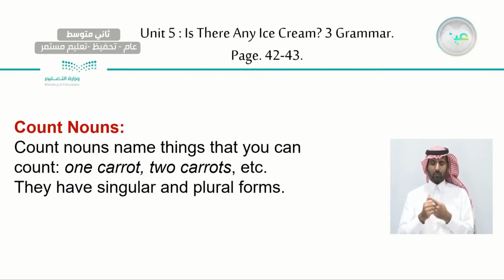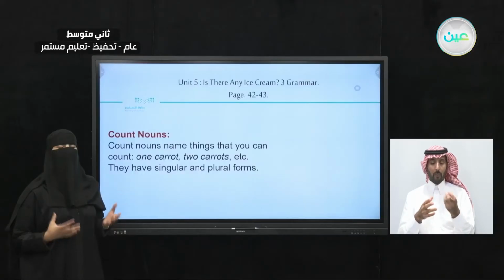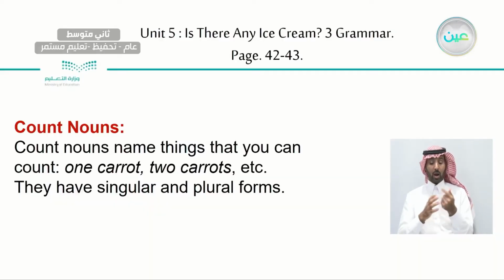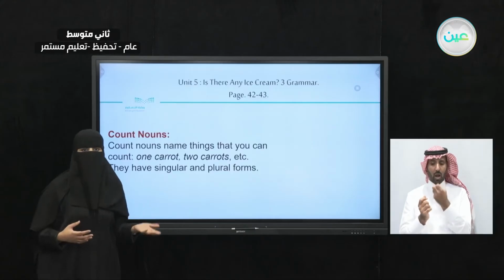Let's start with count nouns. So what are count nouns? Count nouns name things that you can count, like 1 carrot, 2 carrots, and it could be different things. Carrots, tomato, cucumbers, all of these, you can count them. So it's a count noun.